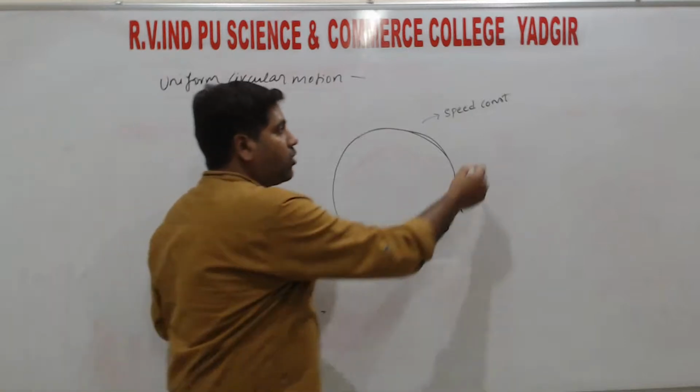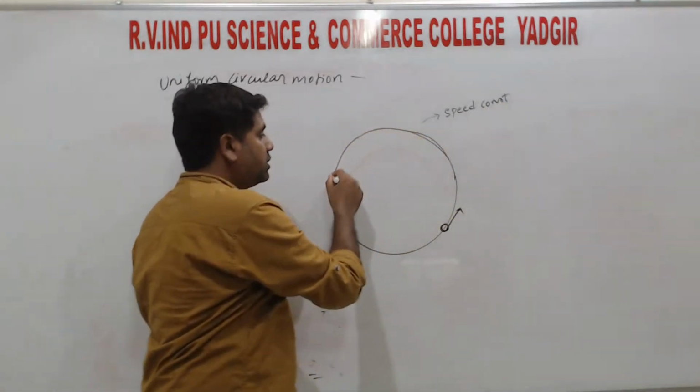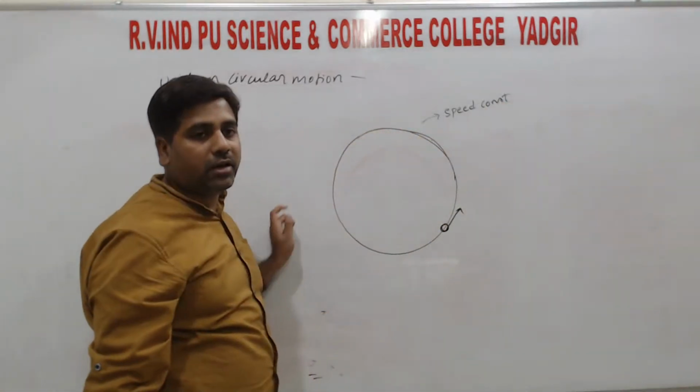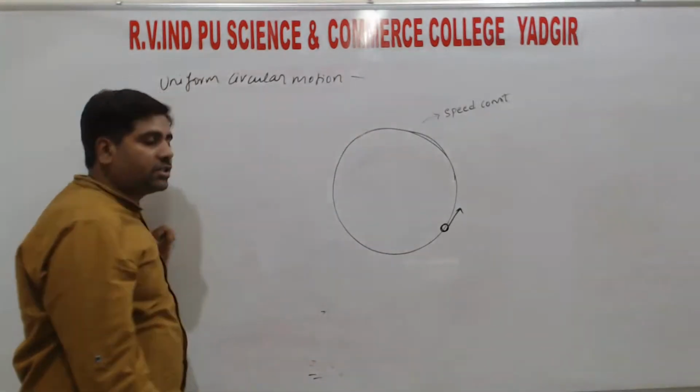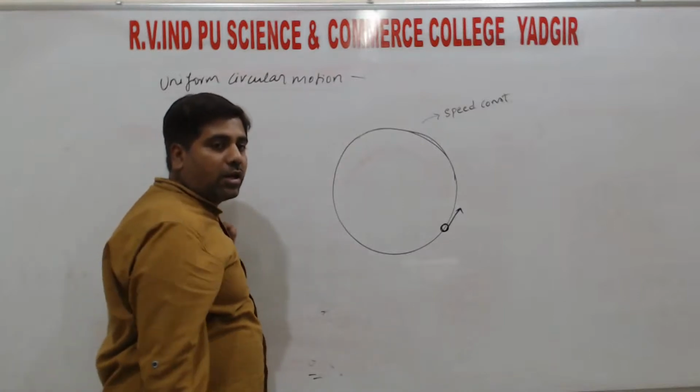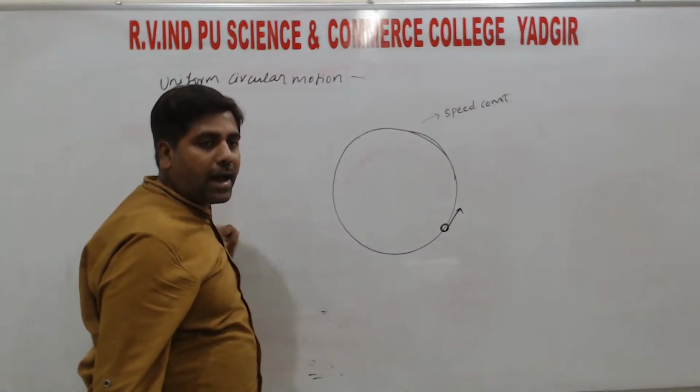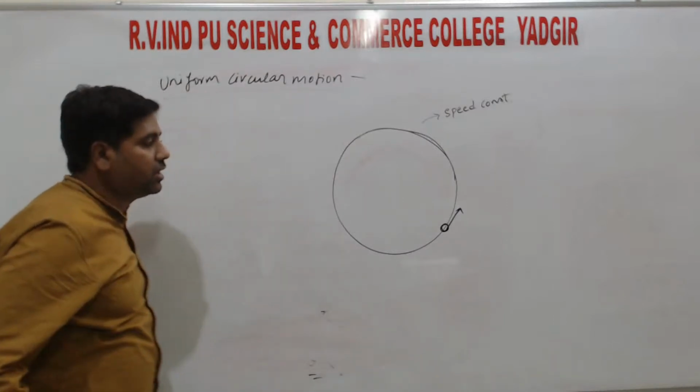Uniform means speed is constant at each and every point, and because the speed is constant, we call it uniform circular motion. So the acceleration in this motion we call the centripetal acceleration. So the derivation is that, right.